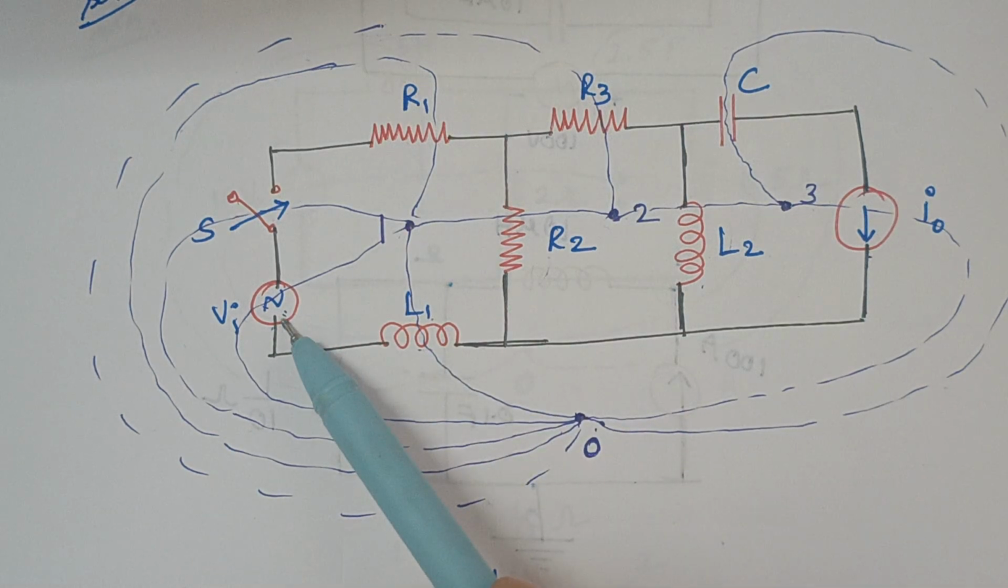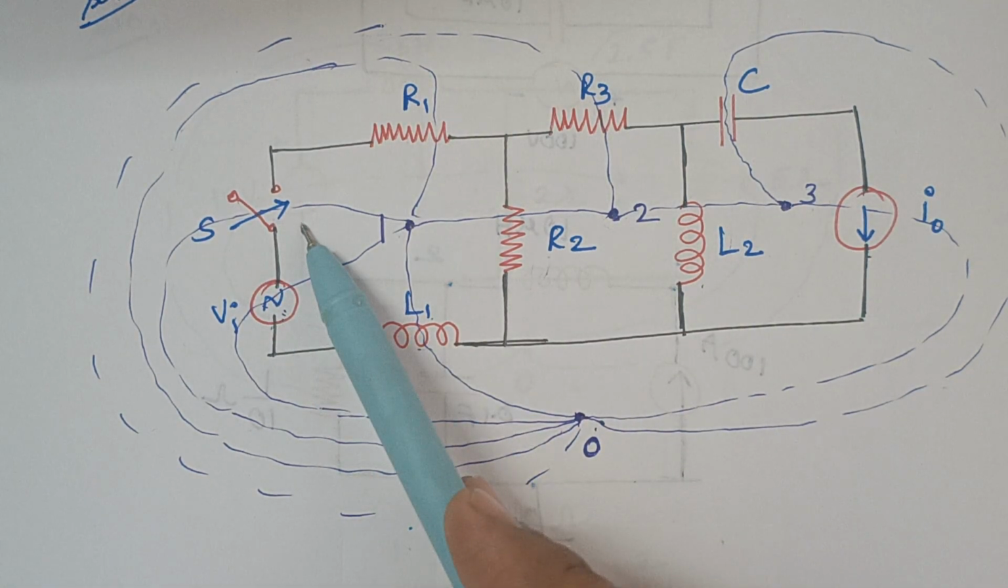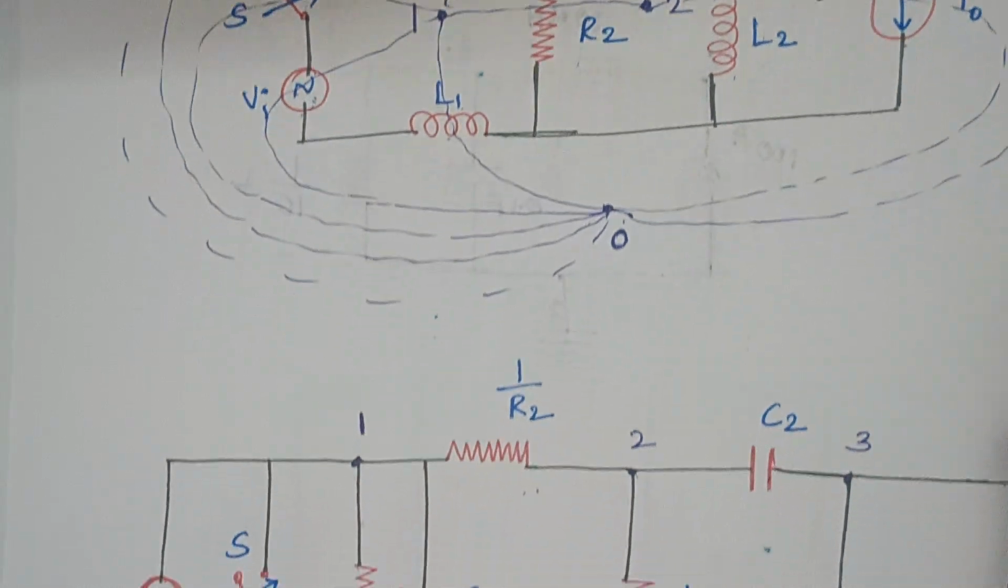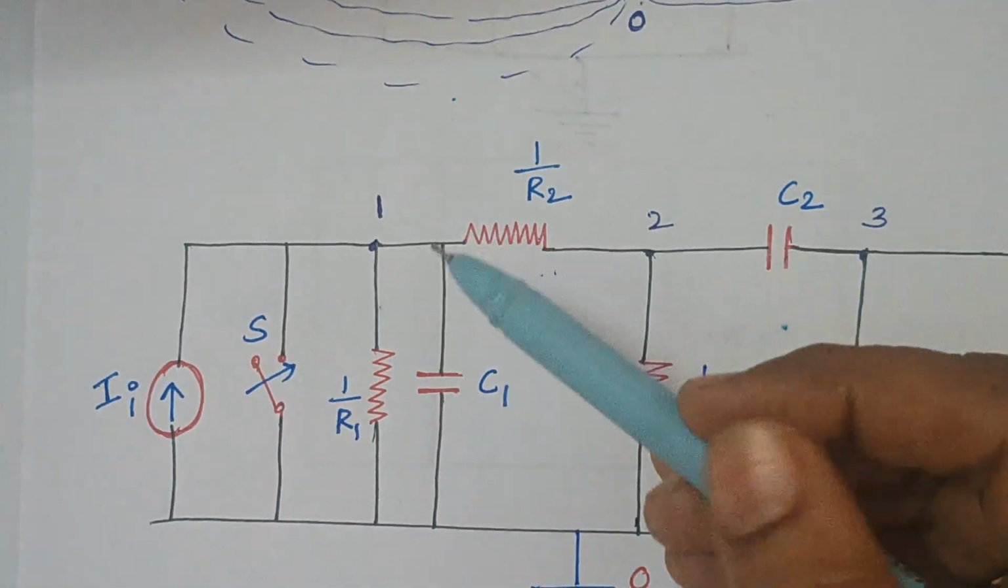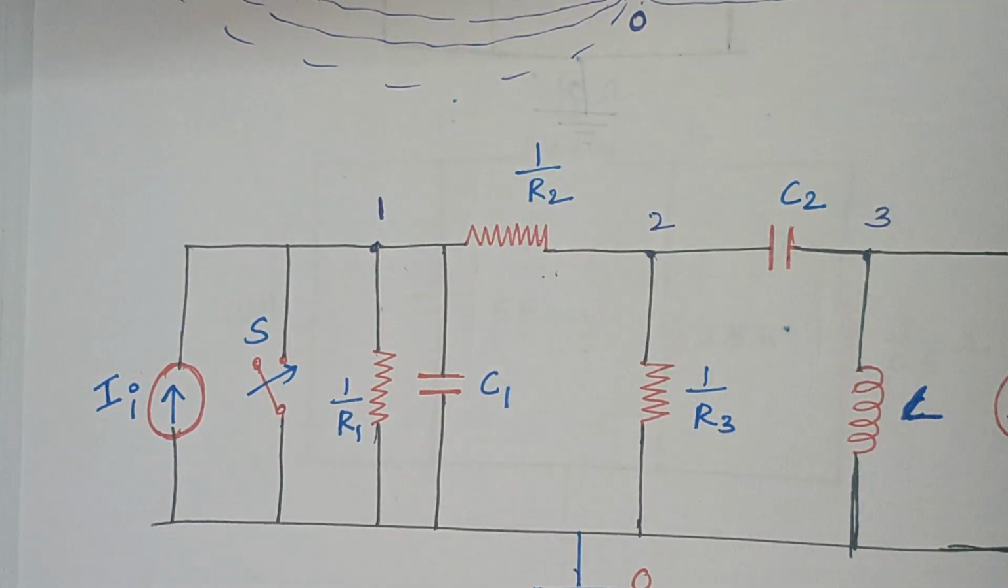So now we have drawn the current source. The next one is the switch. Now the switch is drawn in parallel between your node 1 and your reference node.